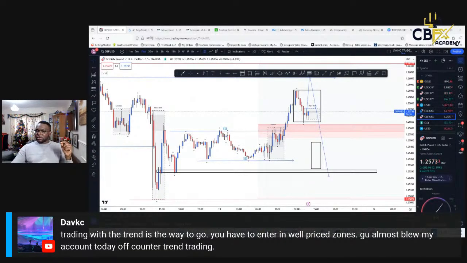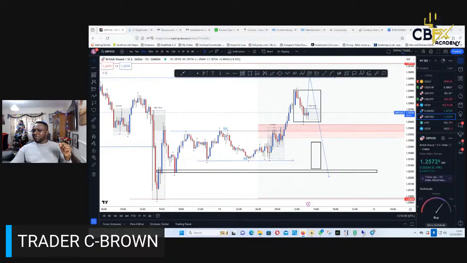Then someone said trading with the trend is the way to go. Yes, bro. You have to enter in the right price zone. Someone said GU almost blew their account today trading counter trend. Yes, please stay away from counter trade, man. Stay away from counter trade. If it's not in your trade direction, don't trade it. Leave it. All right.